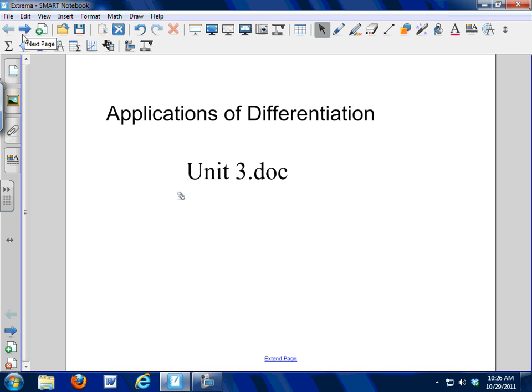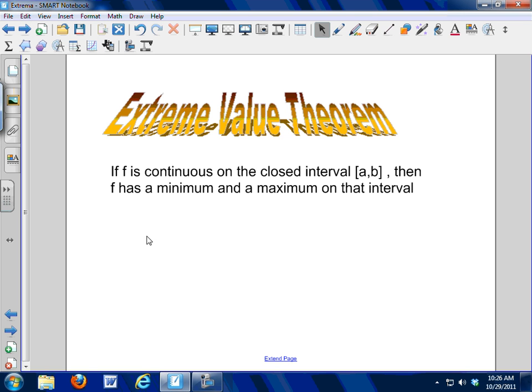So, the first thing in Applications of Differentiation is the extreme value theorem. The extreme value theorem says this: if f is continuous on a closed interval from a to b, then f has a minimum and a maximum on that interval. Seems reasonable? So we get a continuous function from a to b. Someplace we could have a low part, someplace we could have a high part. It's guaranteed. The extreme value theorem.